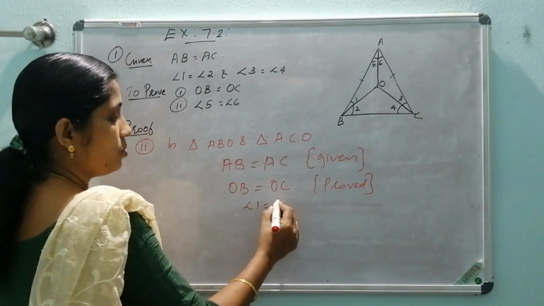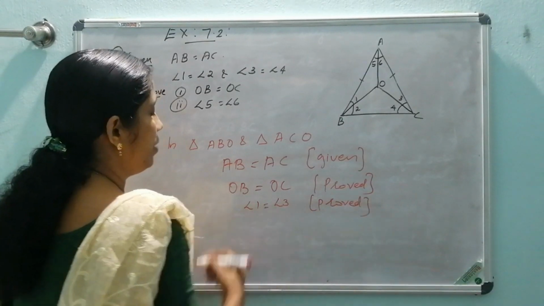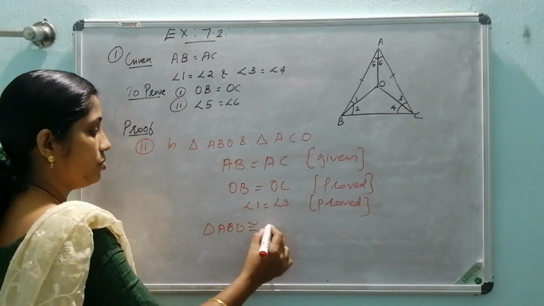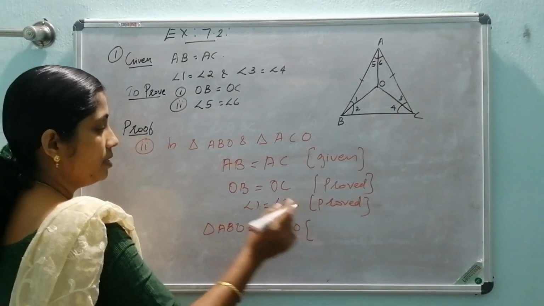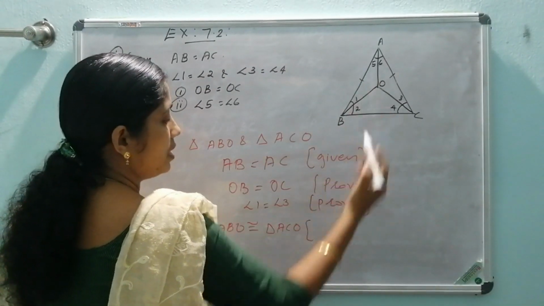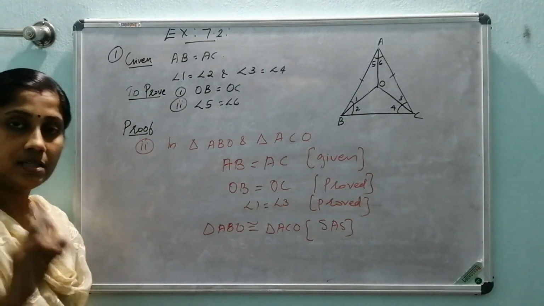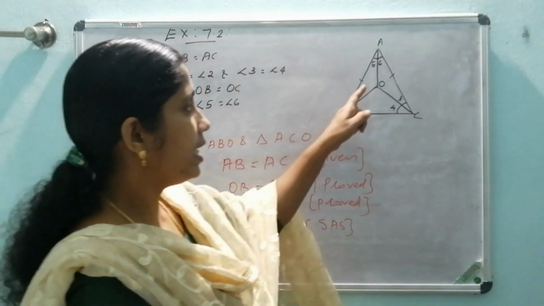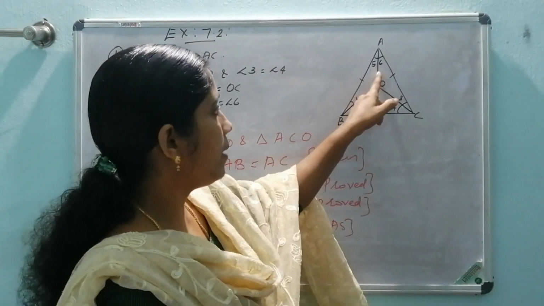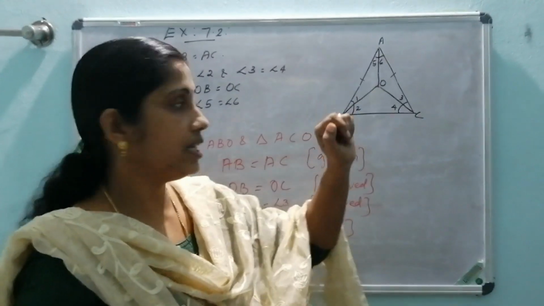angle 1 is equal to angle 3, that we have also already proved. So we can say that triangle ABO is congruent to triangle ACO. Look at the two sides and one angle, these two sides and the included angle. So it is SAS, but you have to check whether these angles are the included angle or not. Here we can take OA also. OA is common there. But look here, when you take OA, this one side is AB, so we will not get the included angle there.